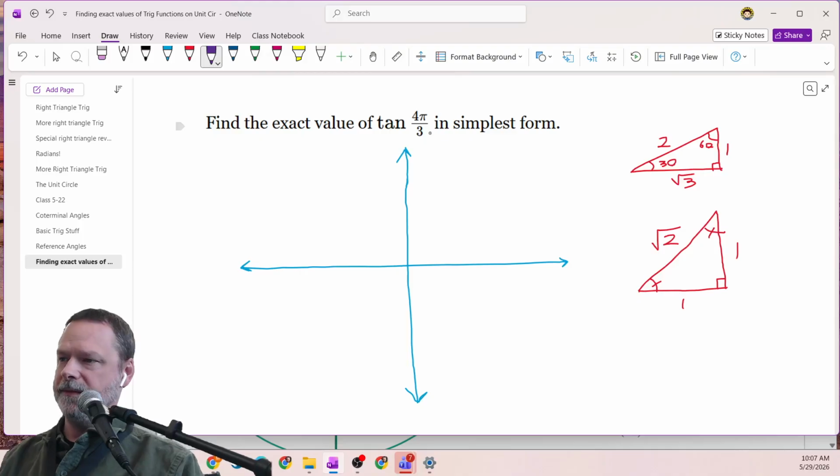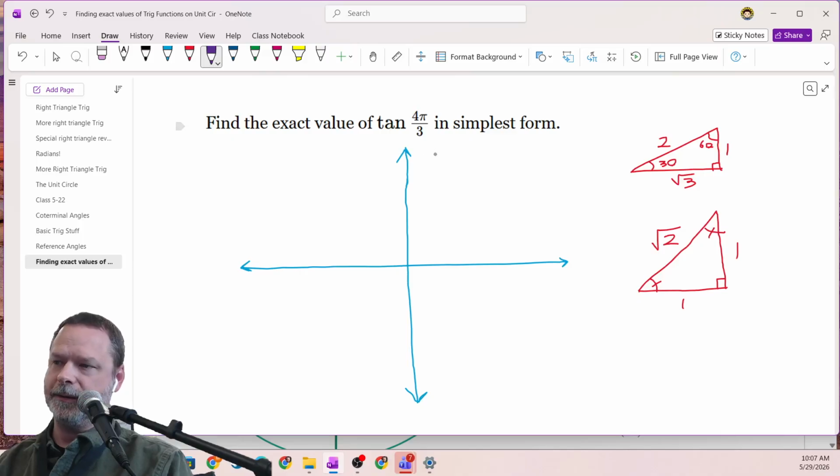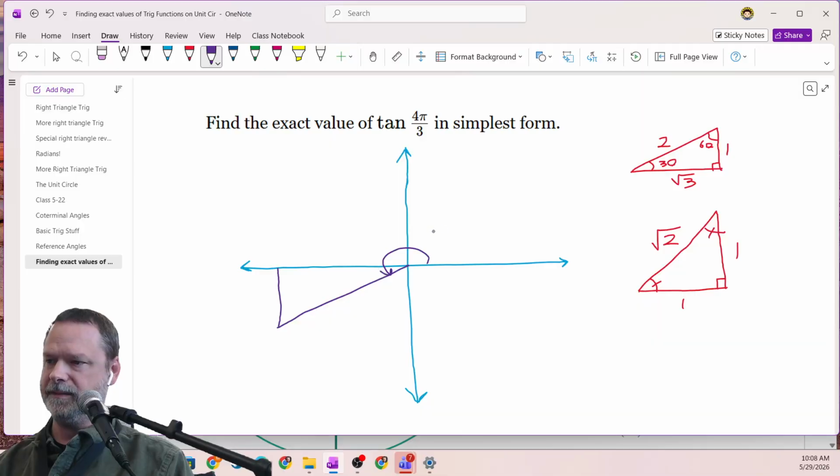So here we go. 4 pi over 3, where is that? Well, it's more than pi, because 3 pi over 3 would be 1 pi, and then it's another pi over 3. That's not more than pi over 2, because another pi over 2 would get us to the next quadrant. So, and no, it's in here. I know it's in here. I'm not going to draw it to scale. I think I actually drew it a little too small, but it doesn't matter. So here, there's my 4 pi over 3 radians.